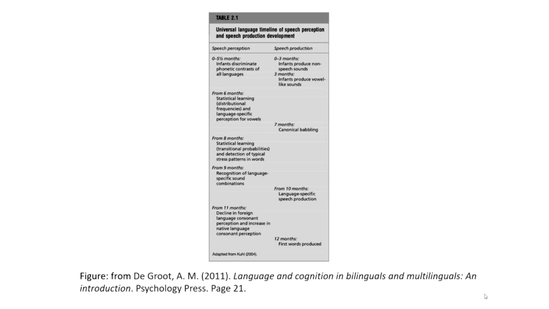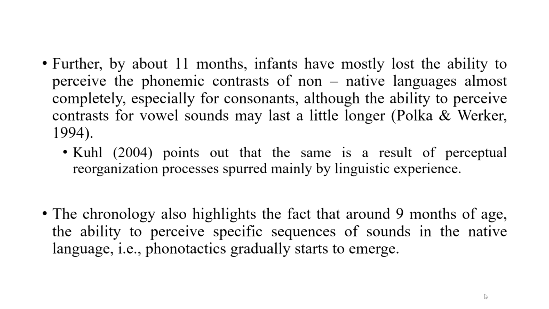I have already talked about this. As I said, this chronology highlights the fact that around 9 months of age, the ability to perceive specific sequences of sounds in the native language, basically the phonotactics, gradually starts to emerge. So while we are talking about perception of phonemes, categorical perception, there are also other abilities that are very important and fundamental for infants to start picking up language.